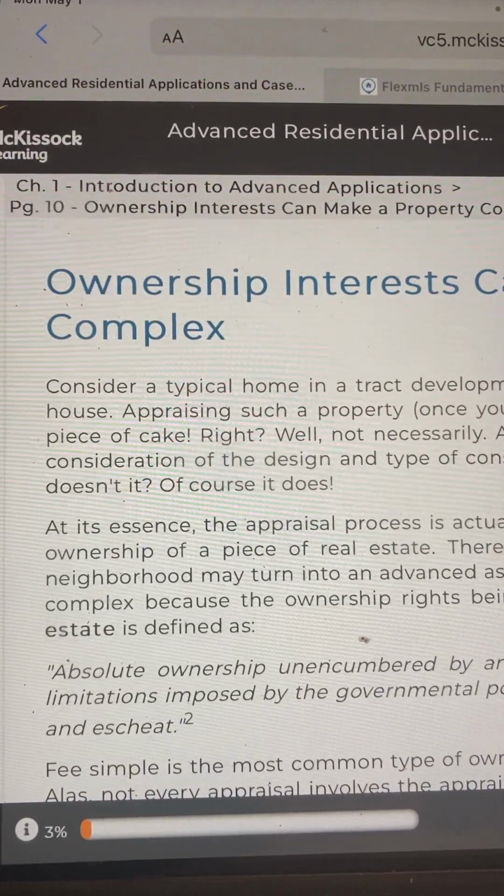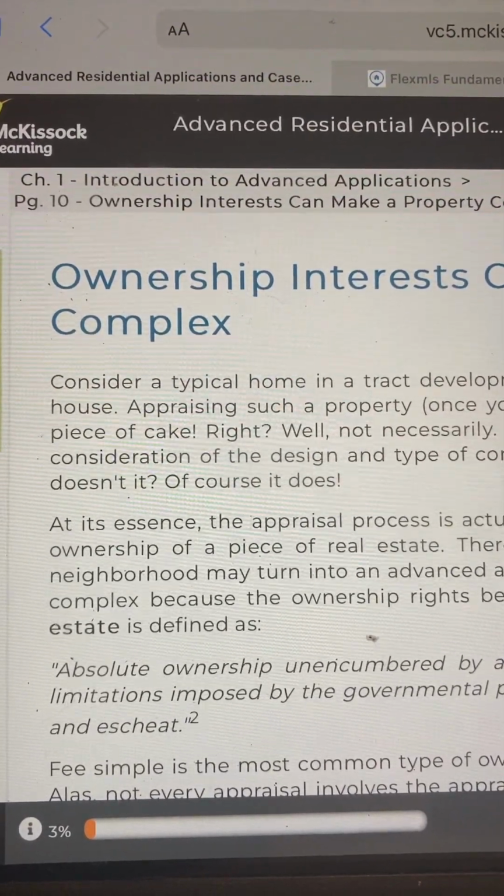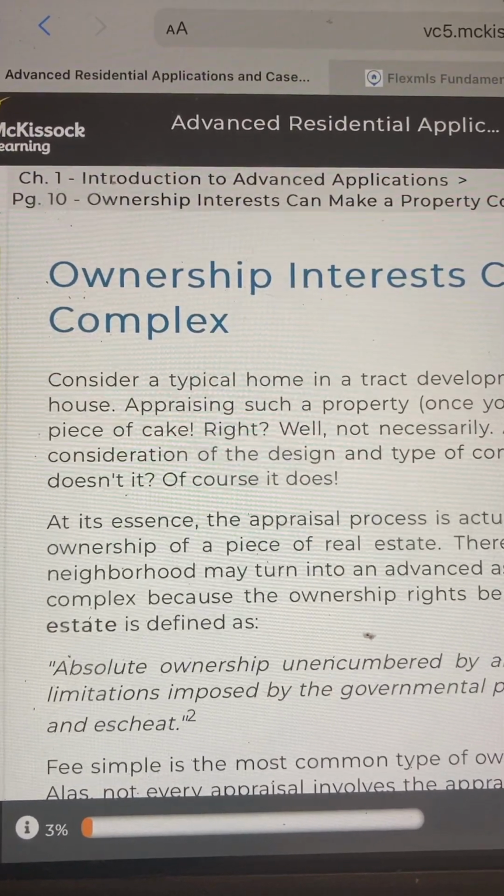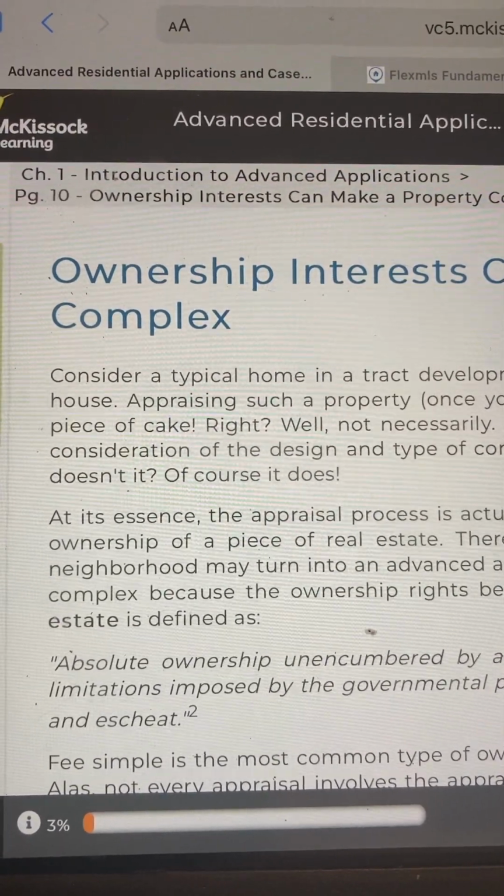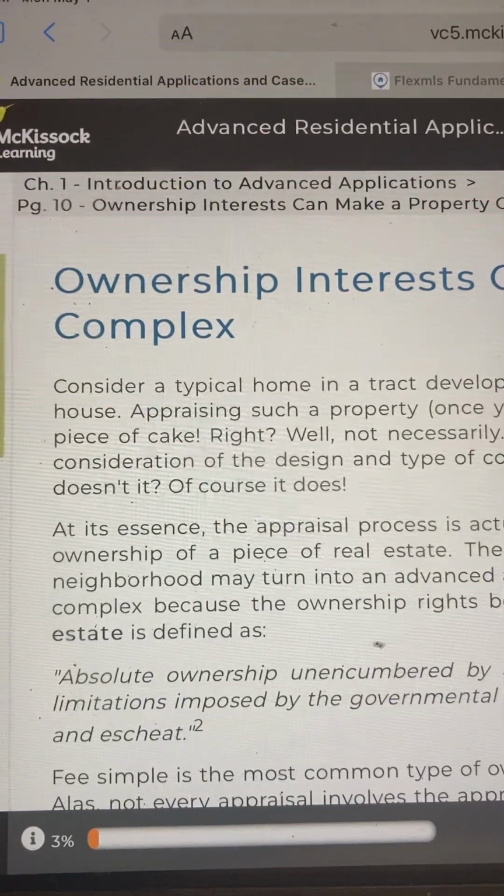Advanced Residential Applications and Case Studies. Chapter 1, Introduction to Advanced Applications. Page 10.